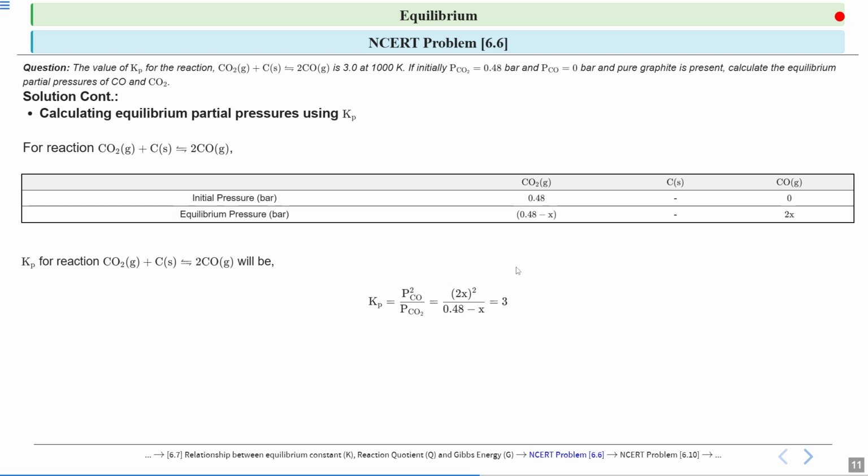Now what is the pressure of CO? It is 2x, so we will take 2x square, and for the carbon dioxide the pressure is 0.48 minus x. So we put the same in the denominator. This whole thing can be equated with 3. It is given in the question.